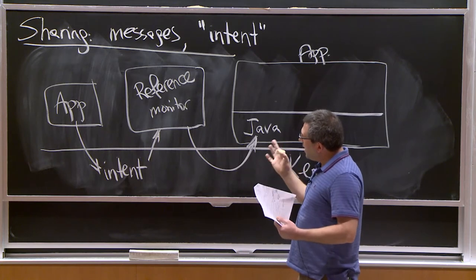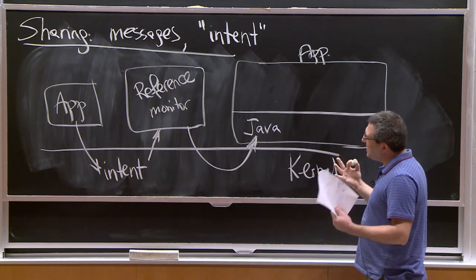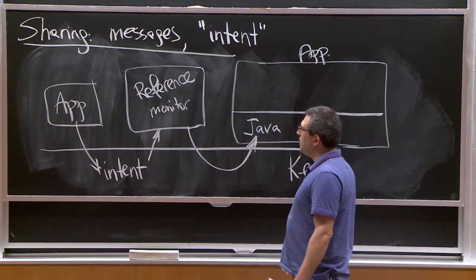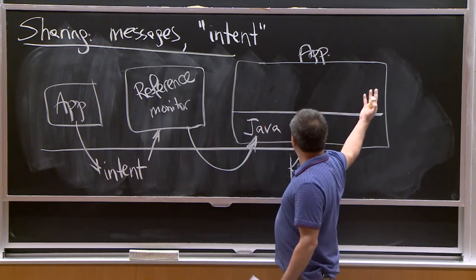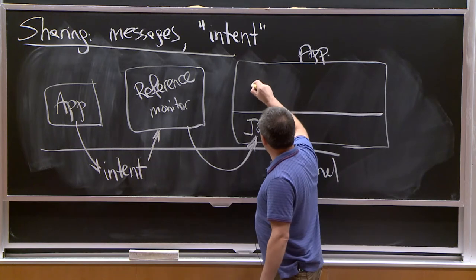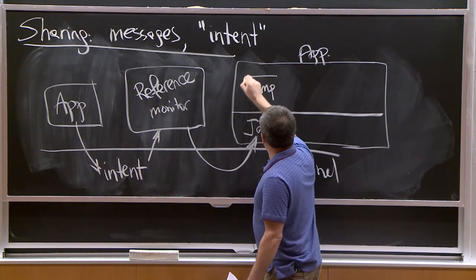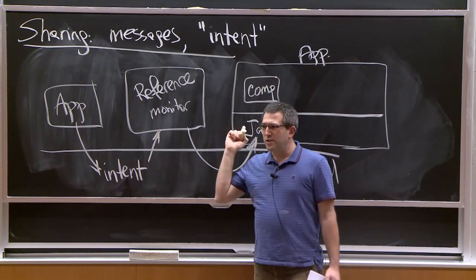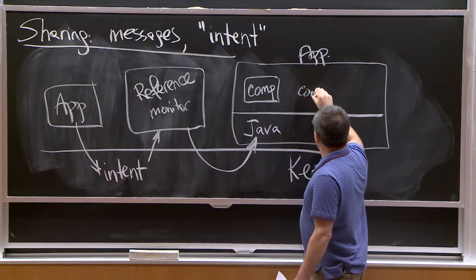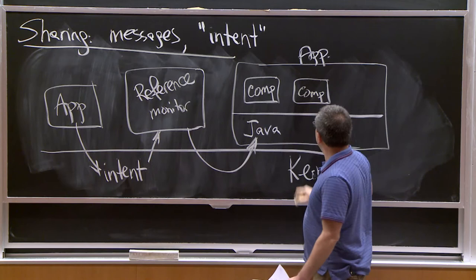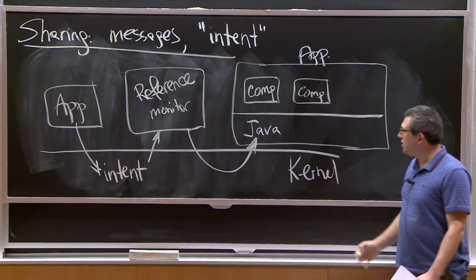And then Android has this notion of a component, which is basically a way to disambiguate where messages go within an application. So this application over here might have several components. Basically, you can think of it as like addresses where you can send an intent message. These guys are just going to be named by string. And they're all sort of logically sitting around in this Java process.